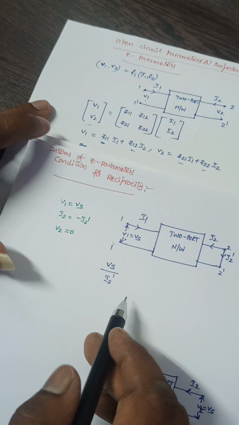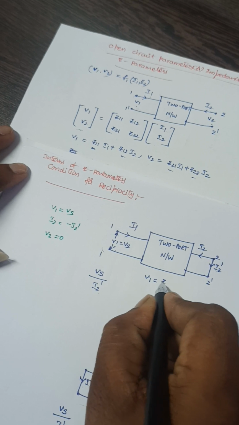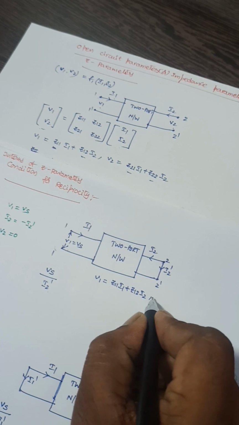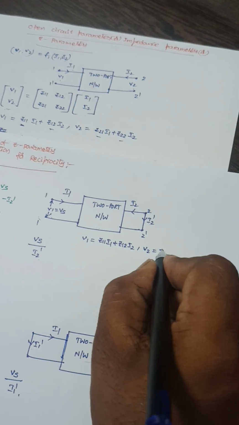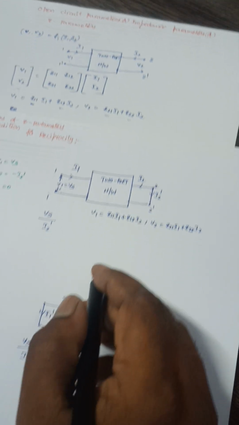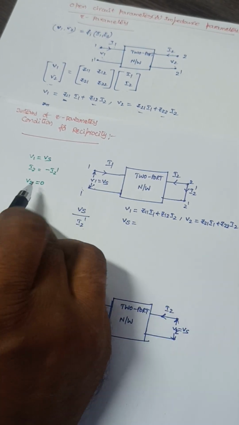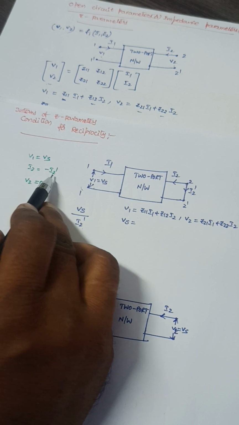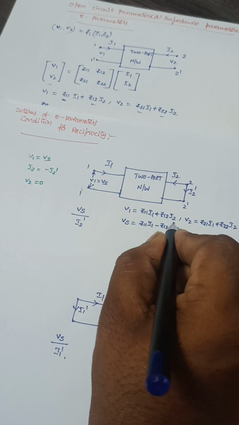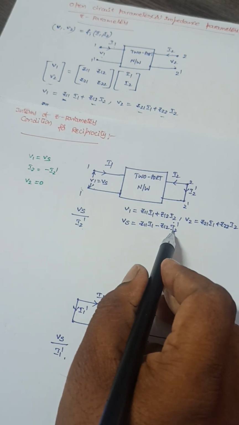So what are the equations here? Let me write these equations. V1 is equal to Z11 I1 plus Z12 I2, and V2 is equal to Z21 I1 plus Z22 I2. Now substitute these things here. V1 is equal to Vs, and I2 is equal to minus I2 dash, so Vs is equal to Z11 into I1 minus Z12 into I2 dash. If I substitute I2 is equal to minus I2 dash, I will get this one.